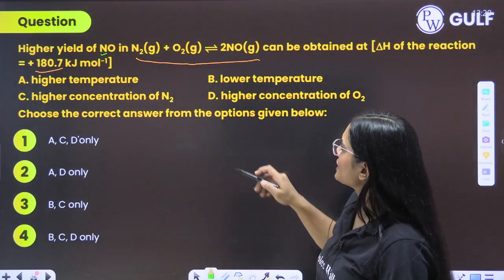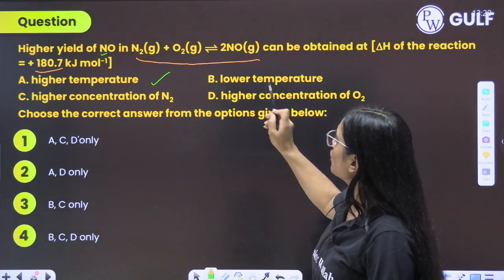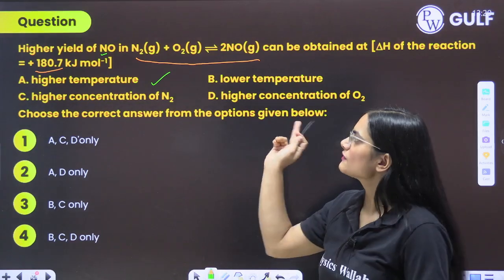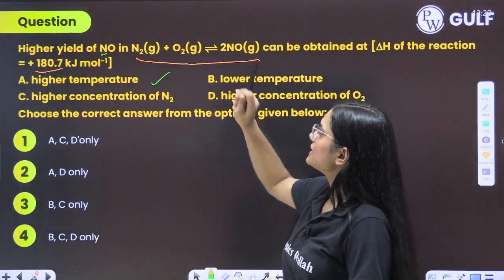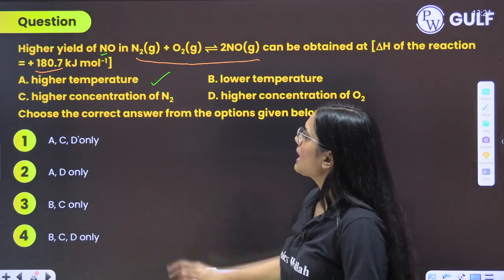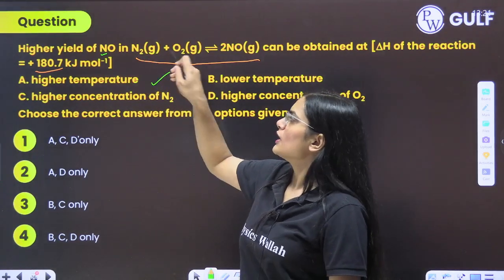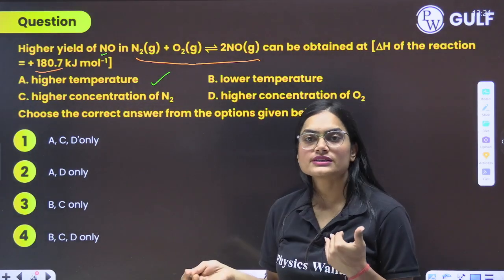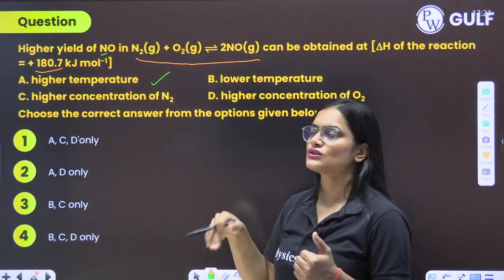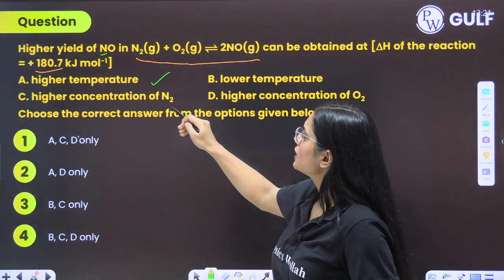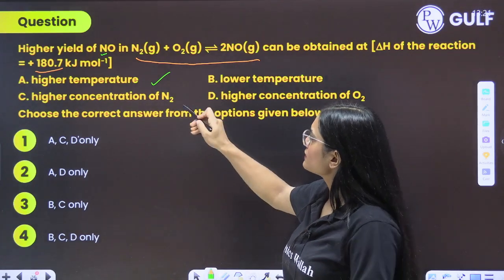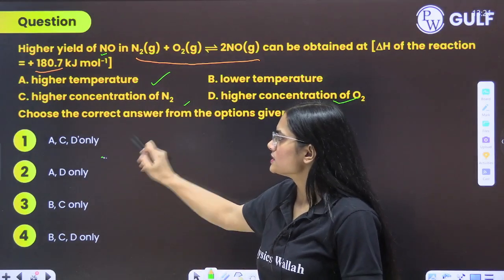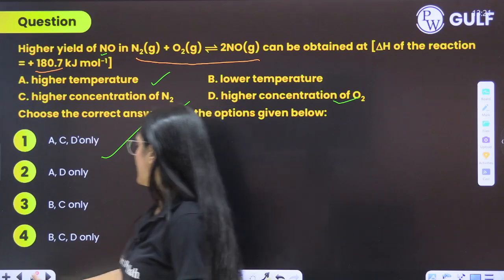So higher temperature, this is correct. Lower temperature, when you decrease the temperature, your reaction will try to increase it and it will move in the backward direction. In that case, NO yield will decrease. Higher concentration of N2, yes. If you increase the concentration of N2, of course, equilibrium will be disturbed. Your reaction will try to decrease the concentration of N2 and it will move in the forward direction. So by increasing the concentration of any of the reactants, your NO yield will increase. So A, C and D are the right answer, option 1. Next one.